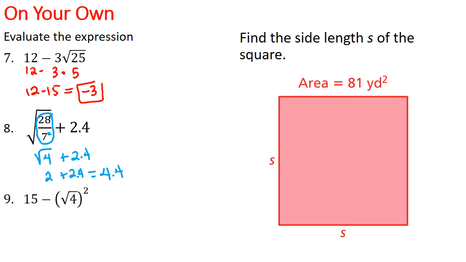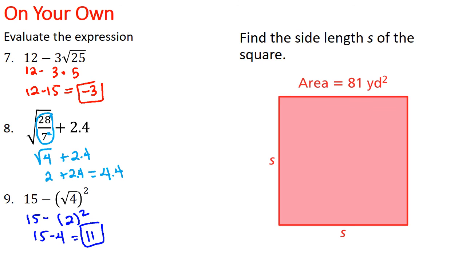Looking at this last one down here, I see that I have 15 minus the square root of 4 squared, which is going to be 15 minus the square root of 4, which is 2, squared. 15 minus 2 squared, 2 squared is going to give me 4, so I have 15 minus 4, and 15 minus 4 is 11.